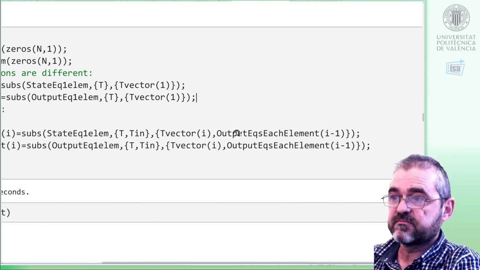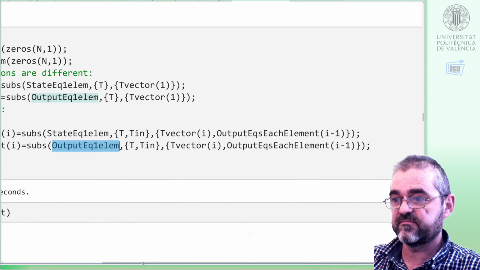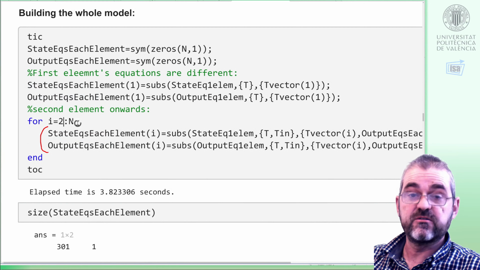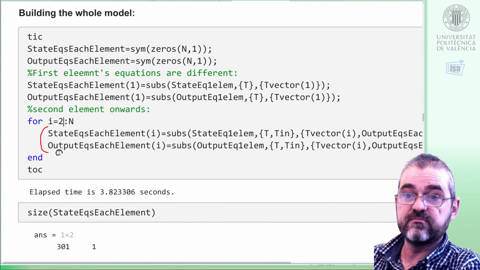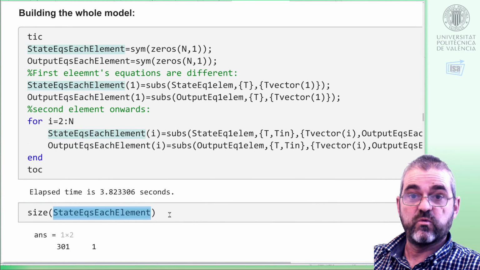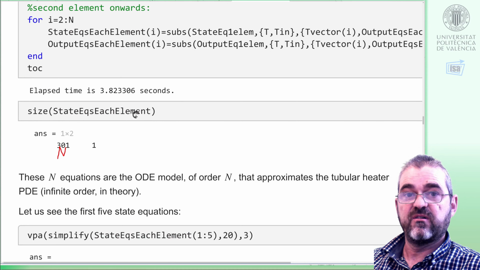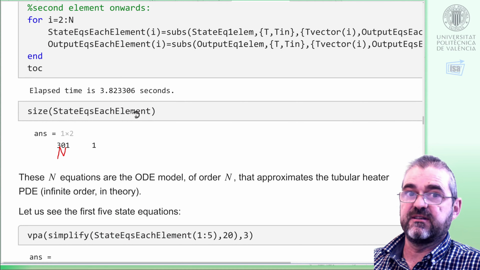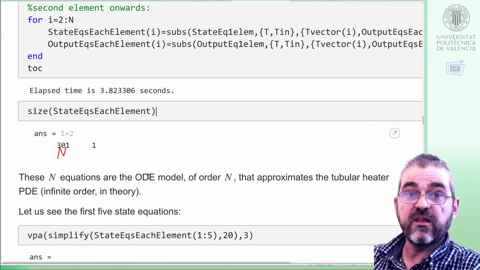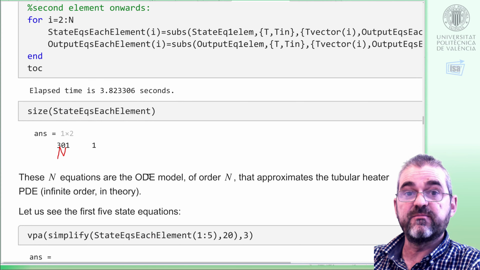This is it. So we do the same for the state equation and the output equation of each element. And we go from the second to the last one in this for loop. In that way, we have built the whole model. We have a total of 301 state equations for each element in which we have changed from the template one with the suitable inputs and outputs and states. And those equations will be the ones that will be simulated, numerically integrated by an ordinary differential equation solver.